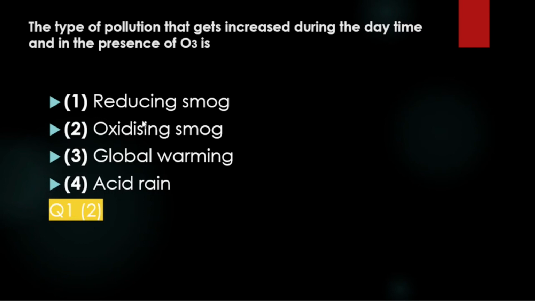Now we will recall reducing smog. Only three components were given in the NCERT book. So the answer will be oxidizing smog. And it has been mentioned in the NCERT book also that there are some other chemicals, not only oxygen, but hydrocarbons and nitrogen compounds. Some of the compounds have been mentioned in later stages.